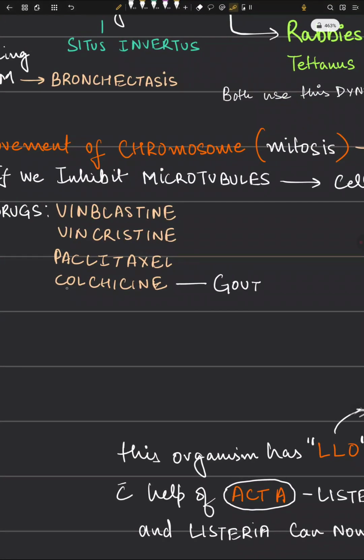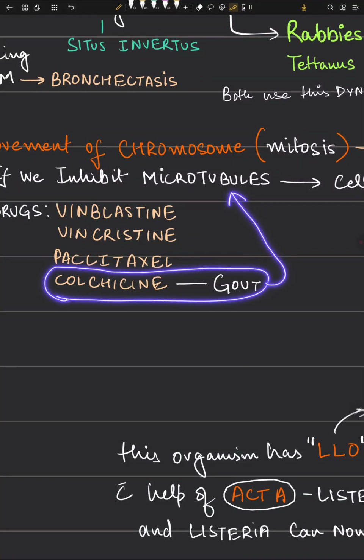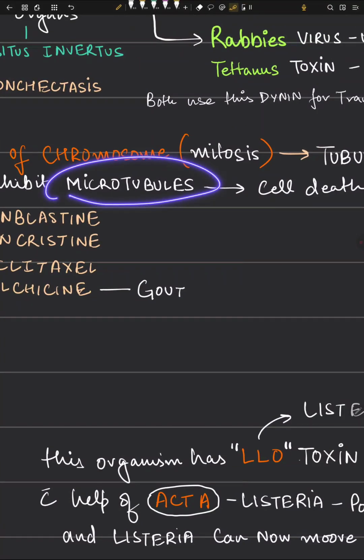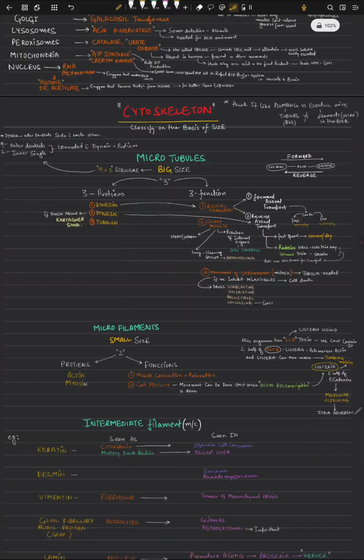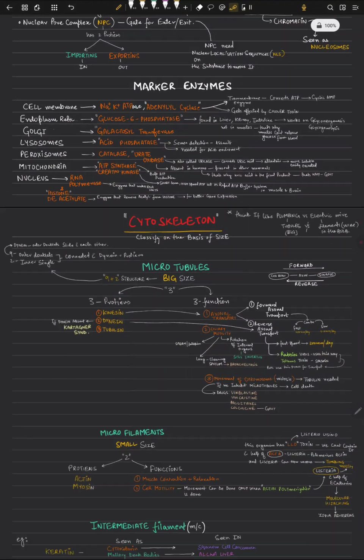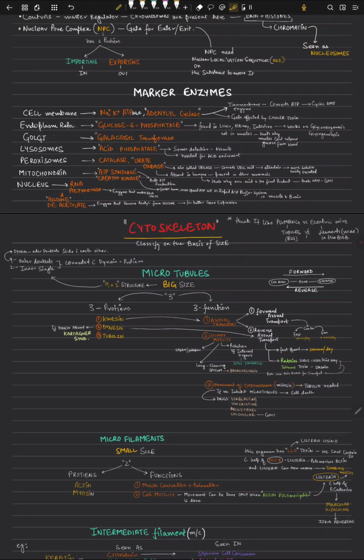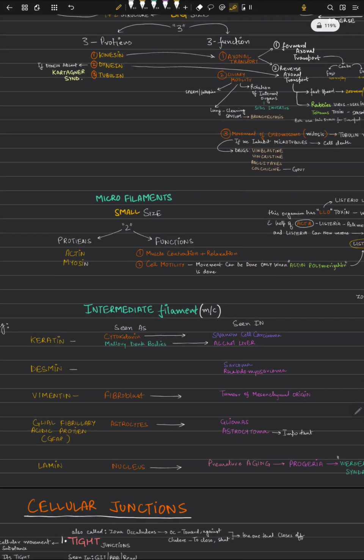And this drug called colchicine, this is used in gout, and this actually inhibits microtubules. And then this is like a side effect of this drug. So this is it. Okay, so this was your microtubules. Cool. Let's study microfilaments.